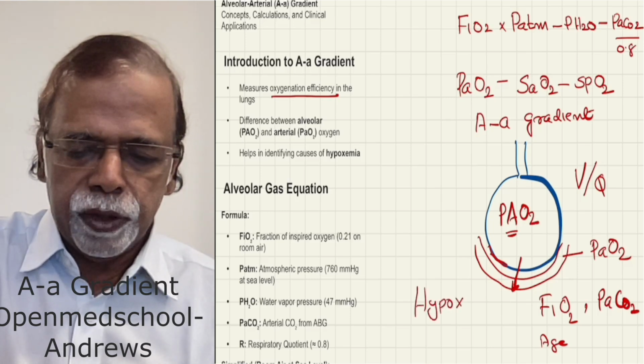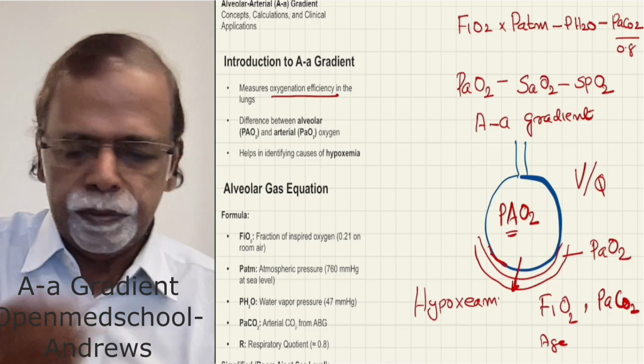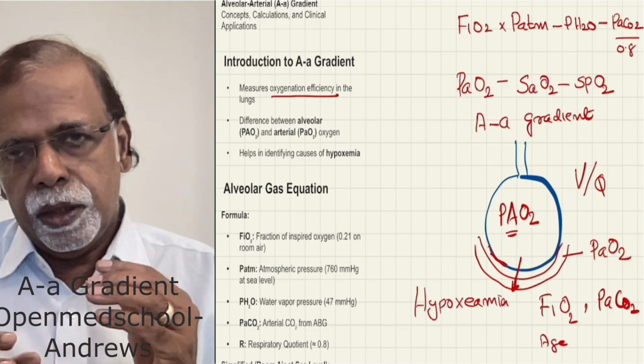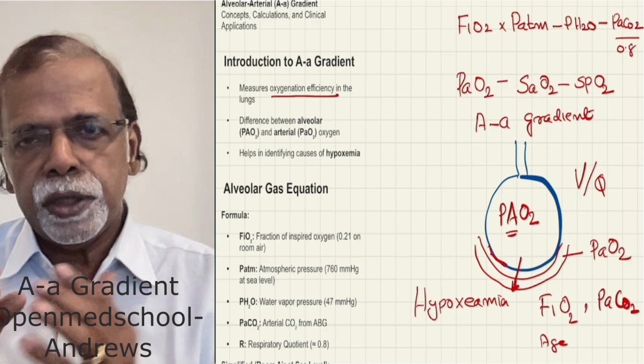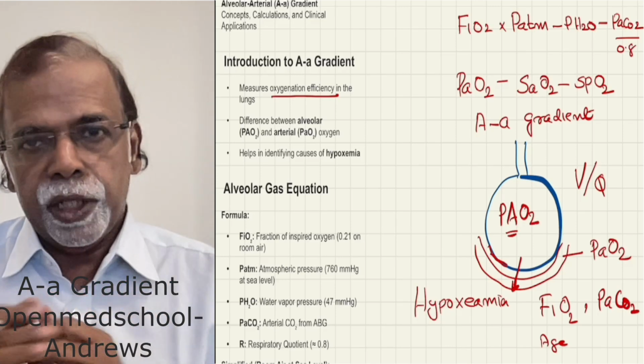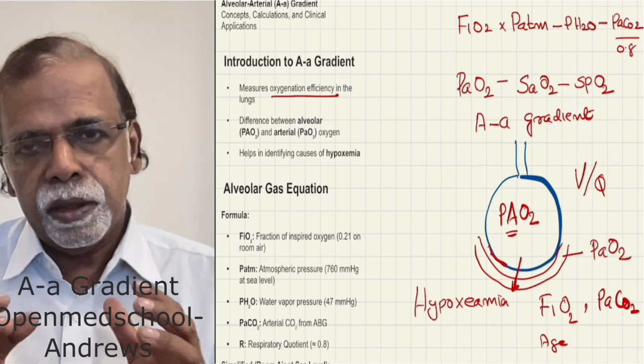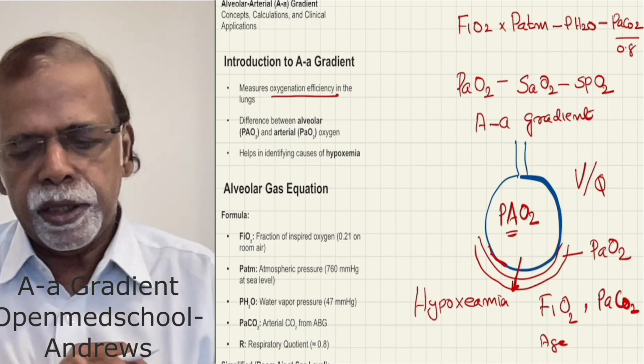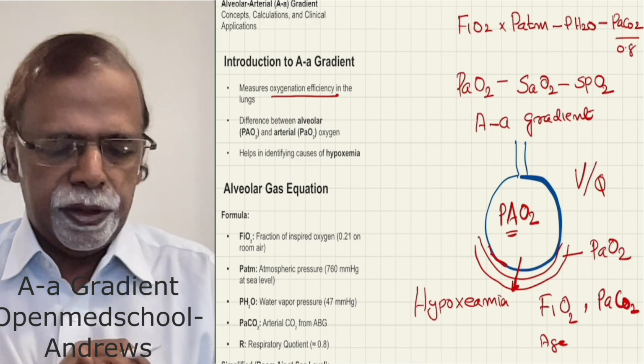What is the cause of hypoxemia? Hypoxemia is the reduction of oxygen in the artery, whereas hypoxia is decreased oxygen in the tissues. The details and the difference we will discuss later.